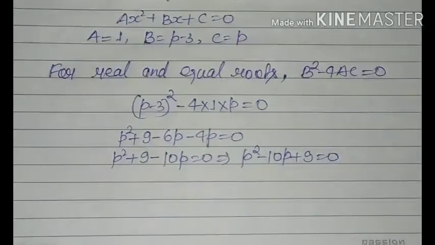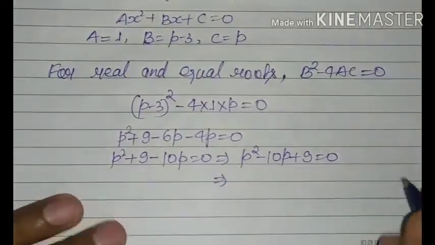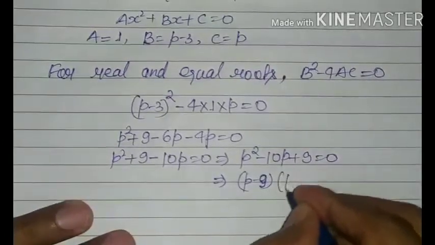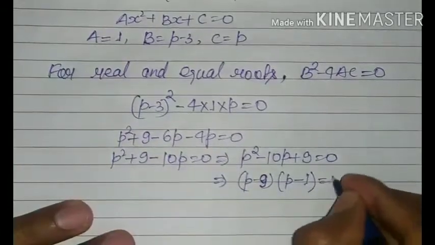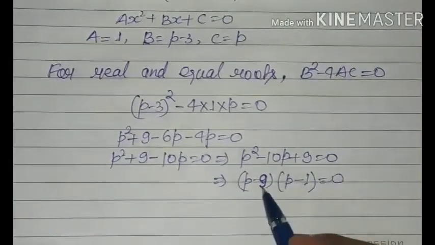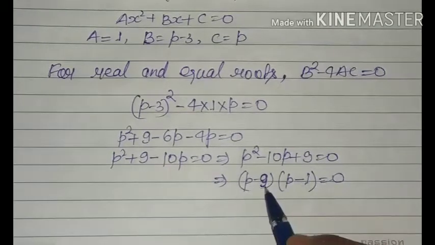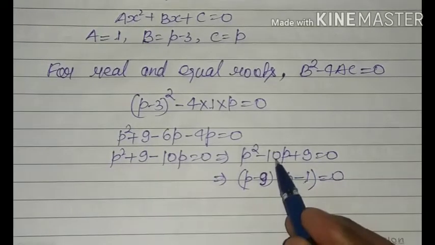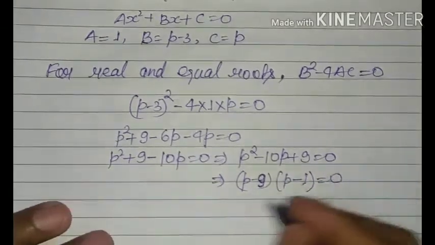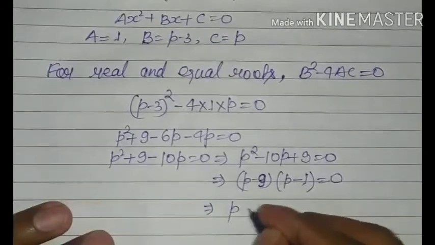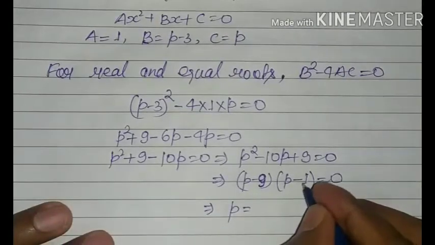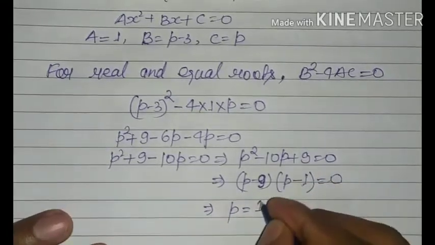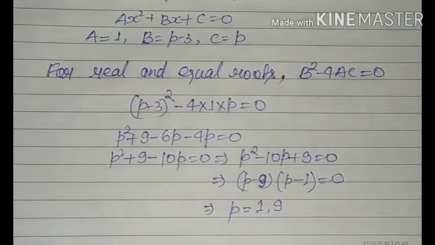This is a quadratic equation in p, and if we solve it, we will get (p − 9)(p − 1) = 0, because −9 multiplied by −1 is 9, and the sum of −9 and −1 is −10. Okay, then this implies that p equals, this bracket will give 1 and this bracket will give 9, so p will be 1, 9. Okay, this is our answer.